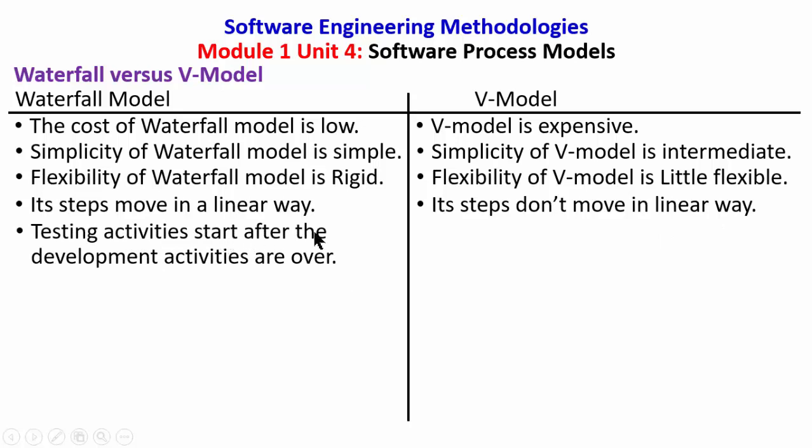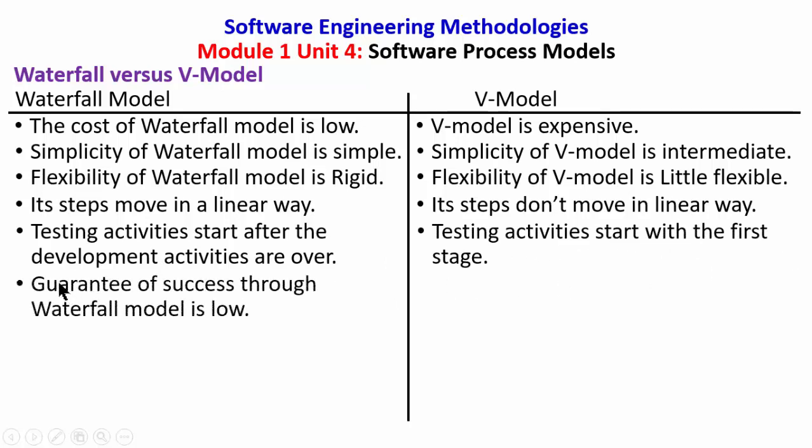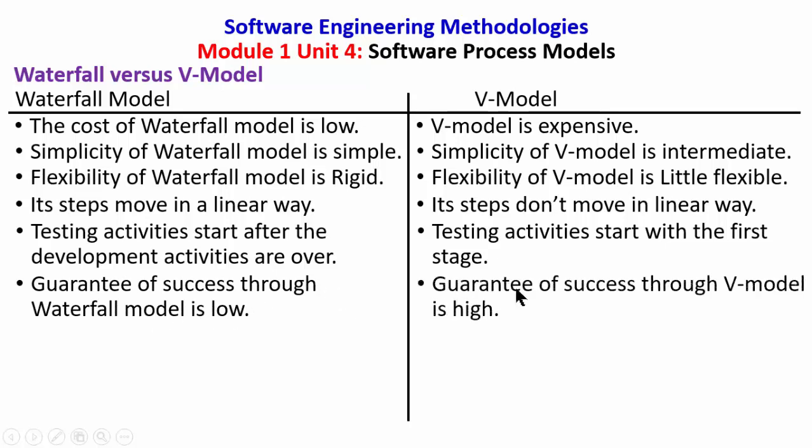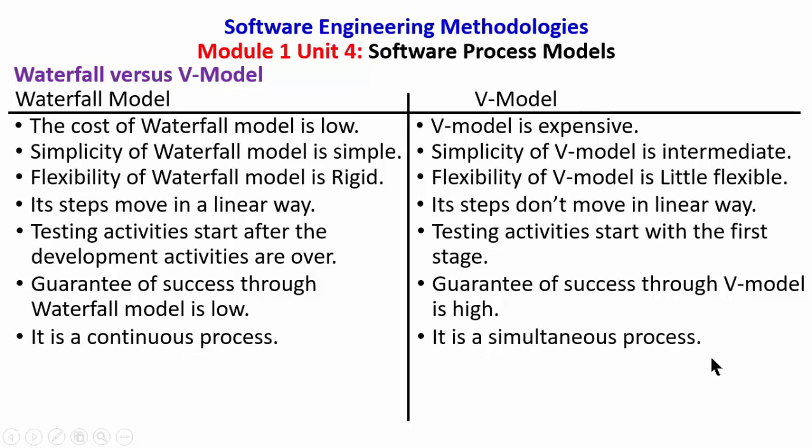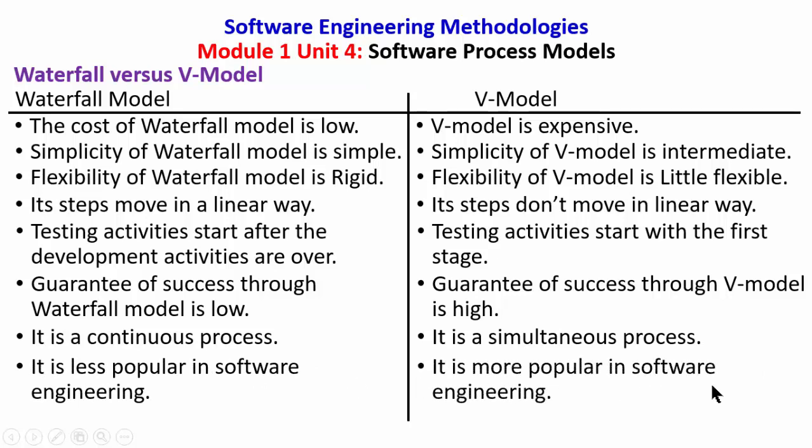In waterfall, testing activities start after the development activities are over. In the V model, testing activities start with the first stage. Guarantee of success through the waterfall model is low, while through the V model it is high. Waterfall is a continuous process; V model is a simultaneous process. Waterfall is less popular in software engineering; V model is more popular in software engineering.